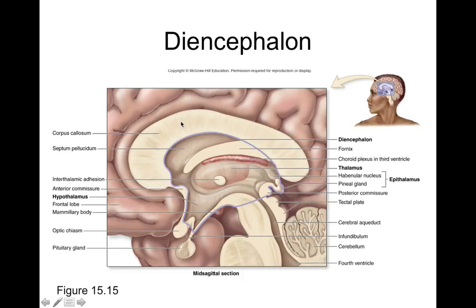This is the corpus callosum, which is not technically part of the diencephalon, but it's nearby. Remember, the corpus callosum is a commissural fiber that connects the two cerebral hemispheres together. Oh, guess what? We can see a little choroid plexus in here too. So what was the function of the choroid plexus? Yeah, it produces CSF. Very good.